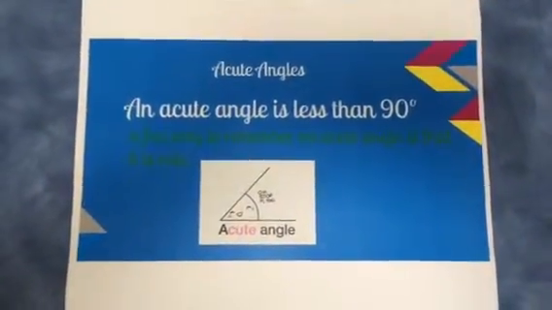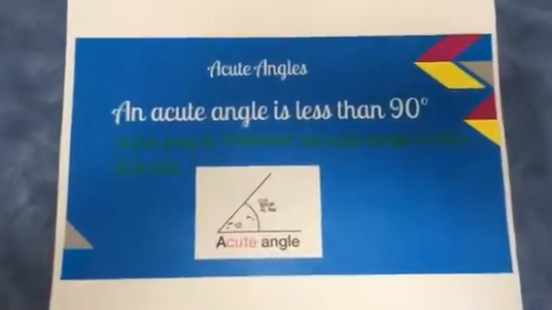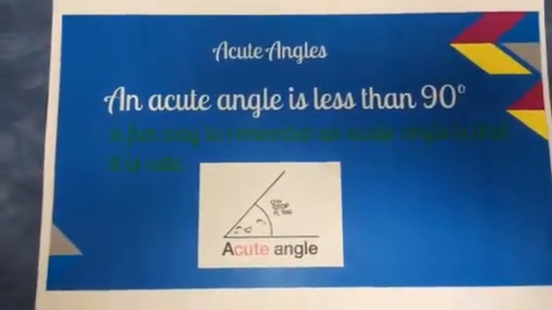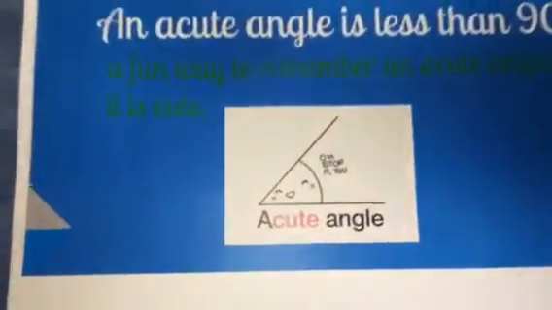Acute angles. An acute angle is less than 90 degrees. A fun way to remember what an acute angle is that it's cute.